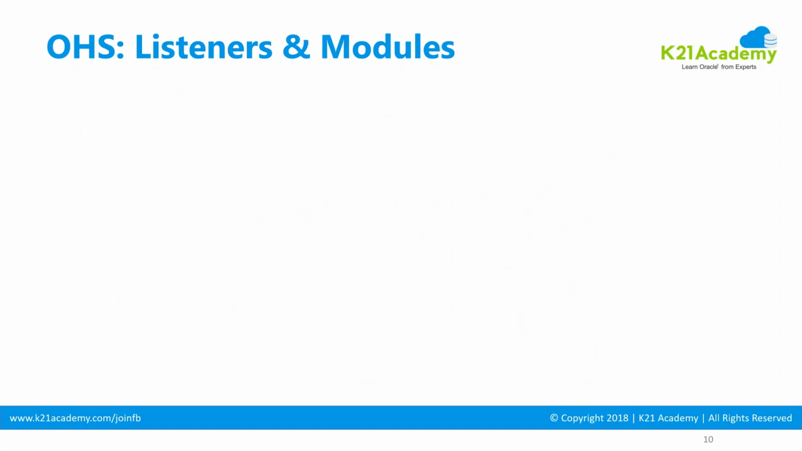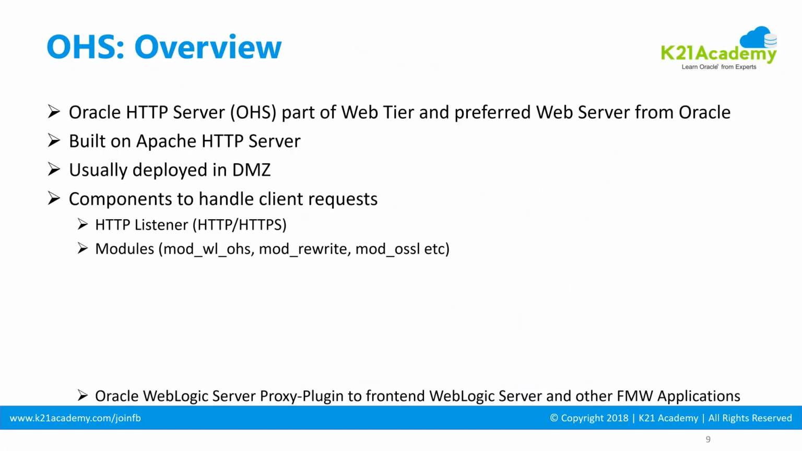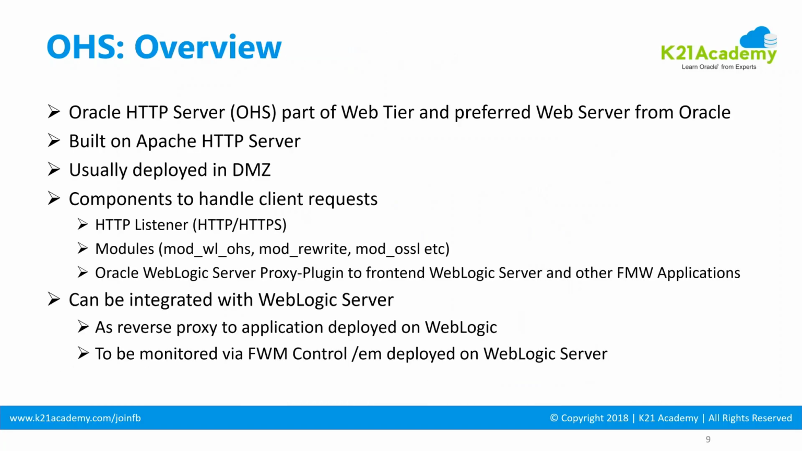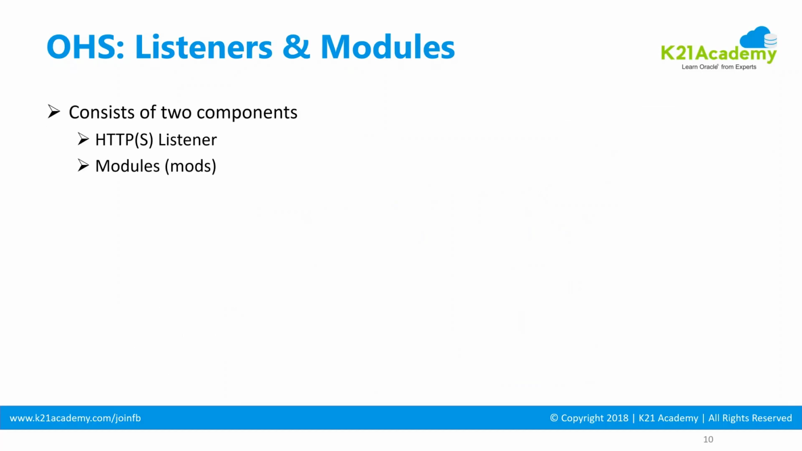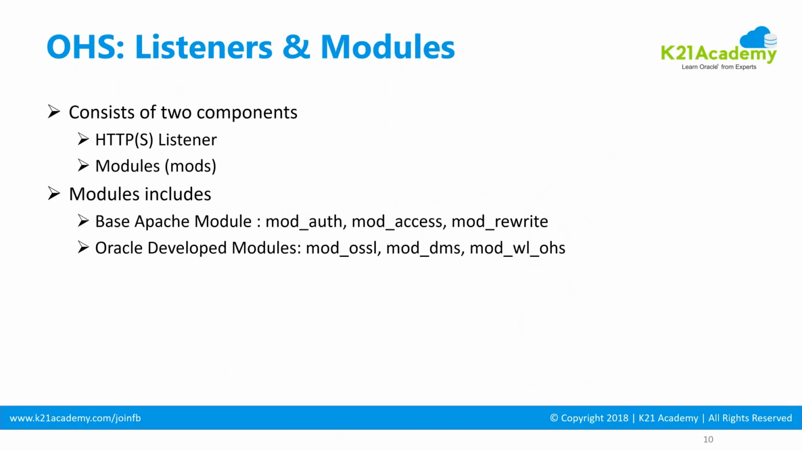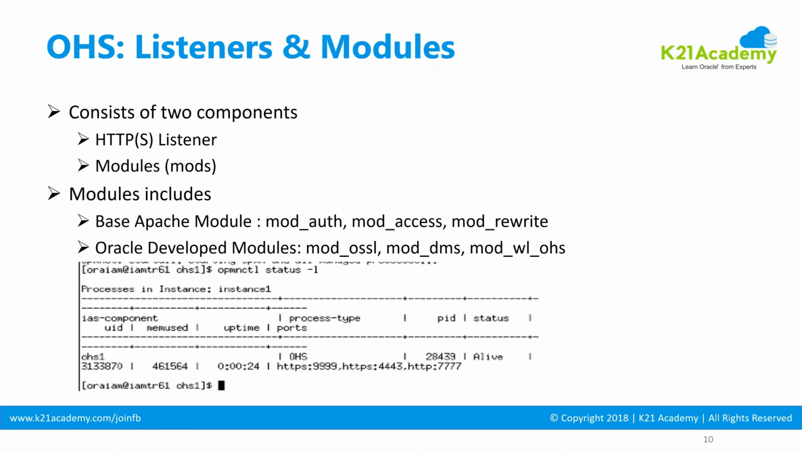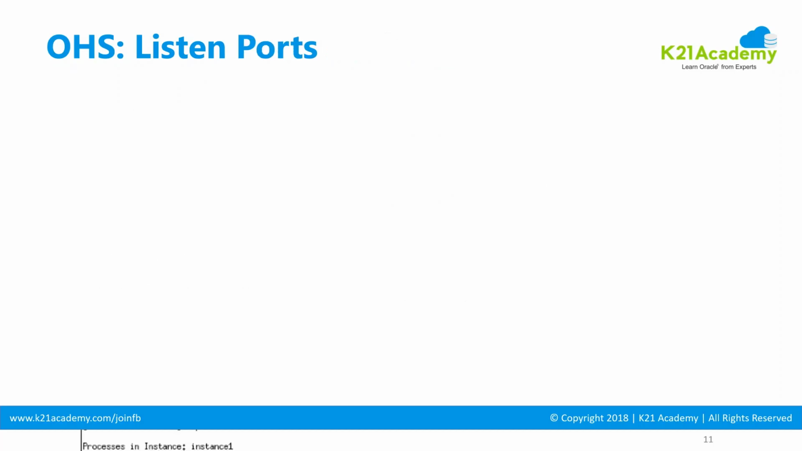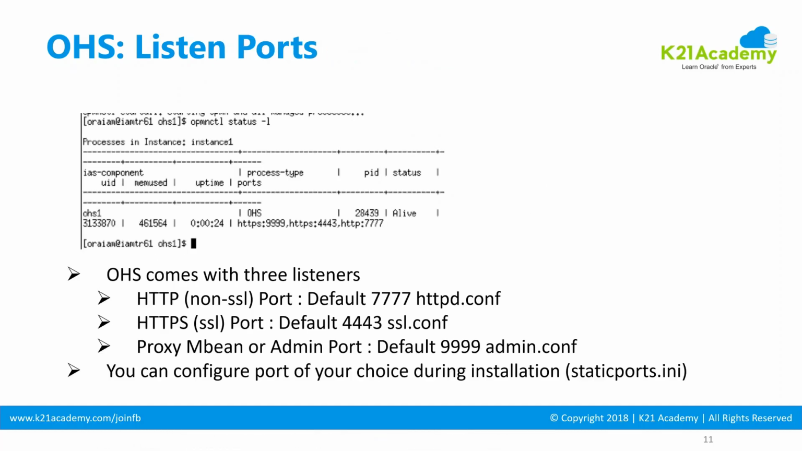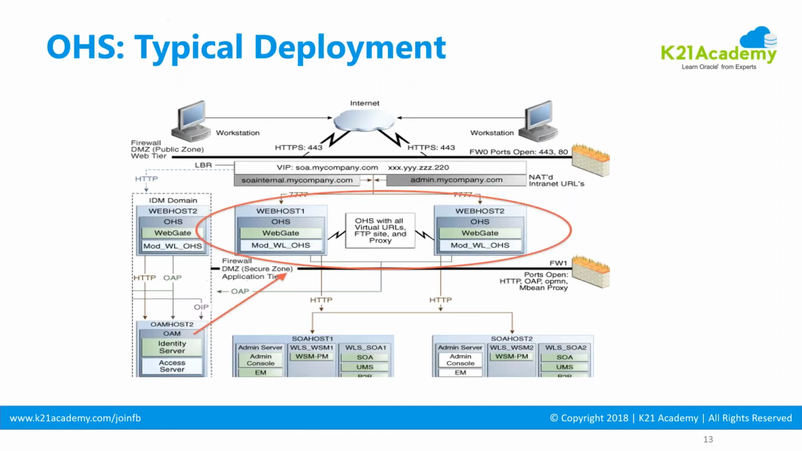We briefly covered what Oracle HTTP Server is. We mentioned that it's a web server. The main two components are listeners and modules. We also looked at the three listeners: one is for the administration port, and the other two listeners are for end users, HTTP and HTTPS. These port numbers you can change during install and configure, or later as well.